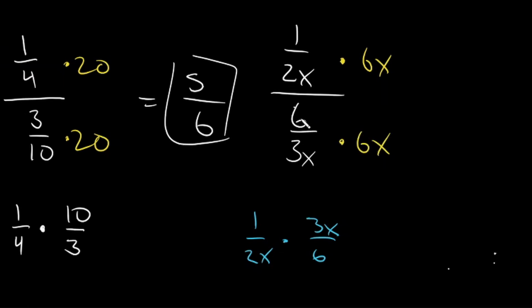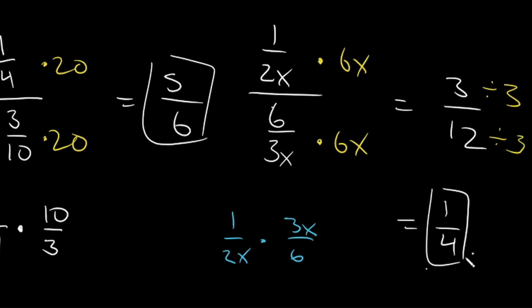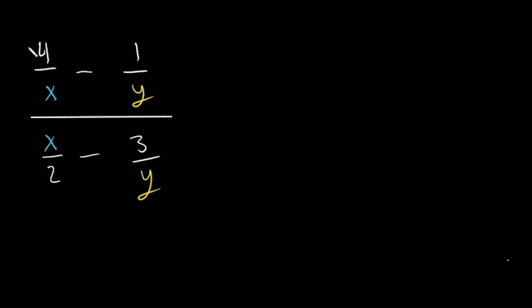6x times 6 would be 36x. 36x divided by 3x is going to be equal to 12. 6x times 1 is 6x divided by 2x would be 3, so we have 3/12, and we can simplify this by dividing the top and bottom by 3, and our answer would be 1/4. Let's go a level deeper.